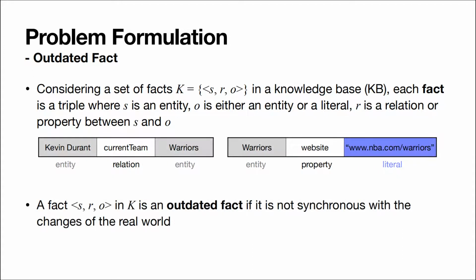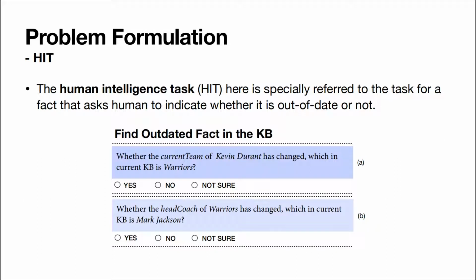A fact is outdated if it is not synchronous with the changes of the real world. As we said before, the first fact is an outdated fact, but the second is not. We aim to leverage human to collect information in this work through the human intelligence tasks, which is specially referred to the task for a fact that asks human to indicate whether it is out of date or not. Here are two examples.